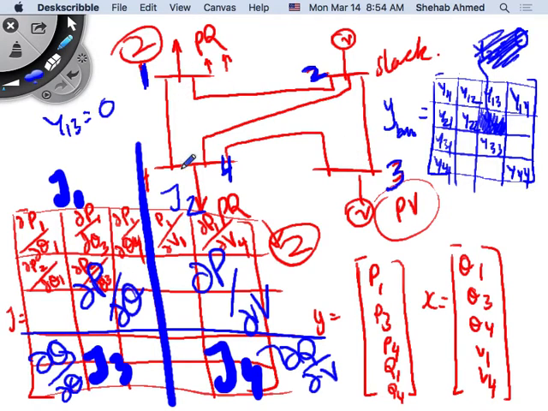Bus 1 is connected to bus 4, so that exists as well. So this is fine. How about from bus 2? Bus 2 to 1 is fine. 2 to 3 is fine. 2 to 4 is connected as well. So how about 3? 3 to 2 exists.